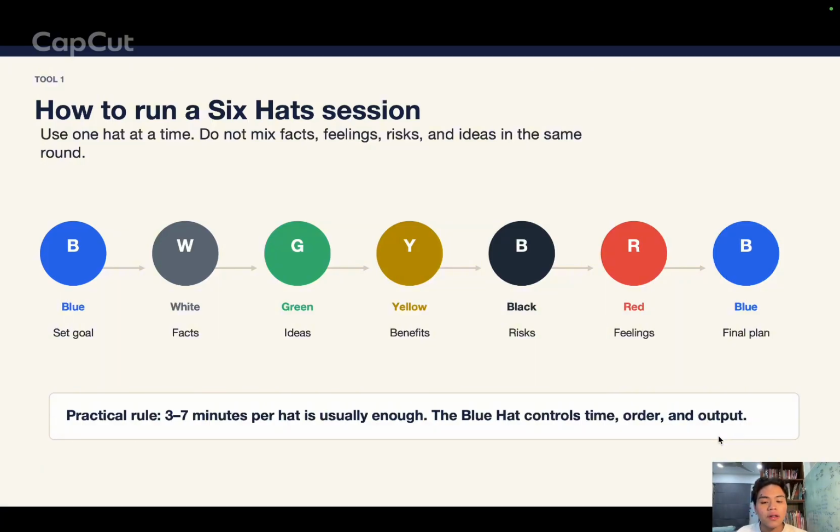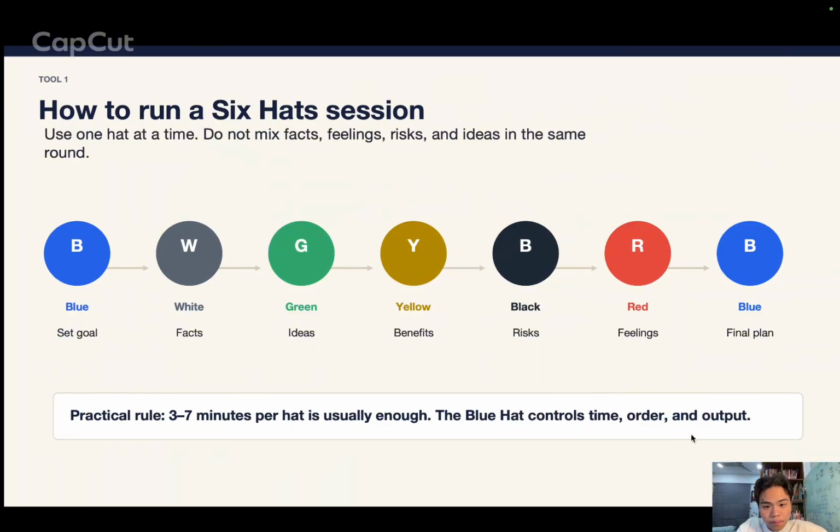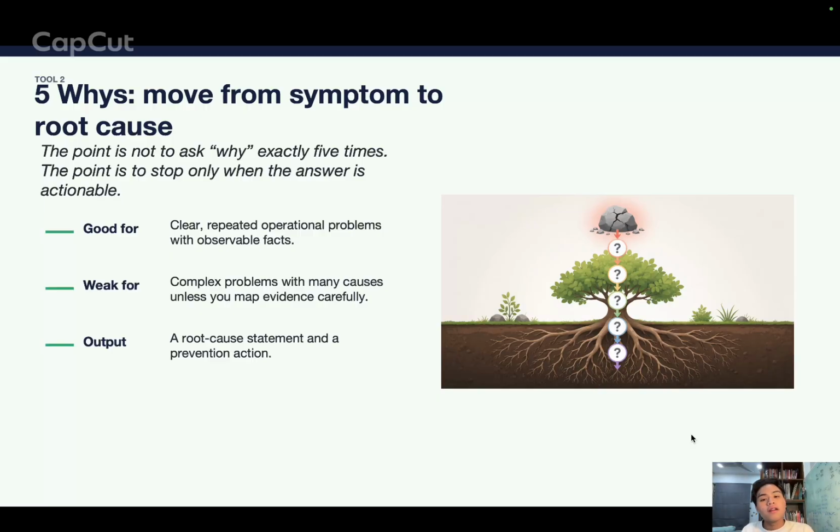And so now we already know that something has gone wrong, and we need to understand why, which leads us to the second tool, the 5 whys. The 5 whys method is a very simple root cause analysis technique. You start with a problem and ask, why did this happen? And then you take the answer and ask why again. And you continue this process until you identify a deeper underlying cause.